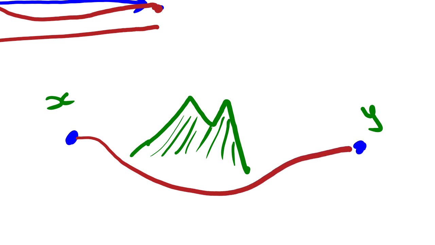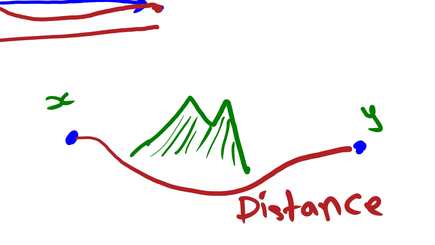This in red is what? Distance. What you are calculating is distance. If you want to calculate the distance between these two points, you measure the distance by following this path. Following this path, your measurement will be based on distance.